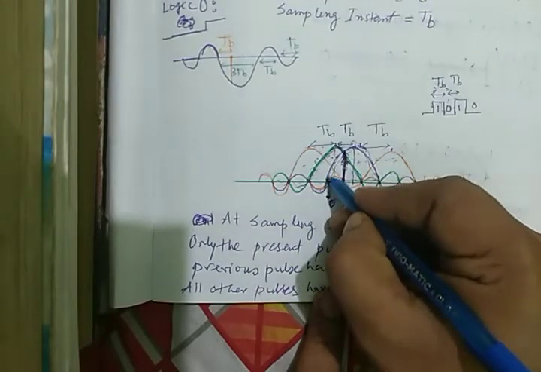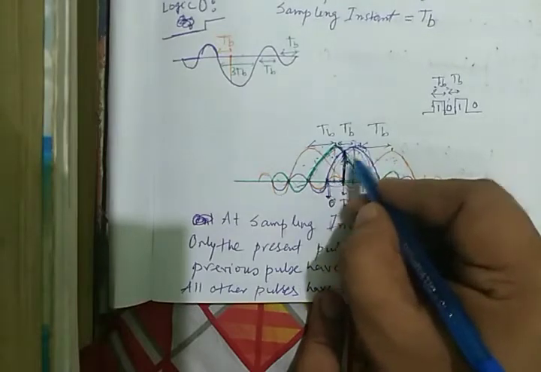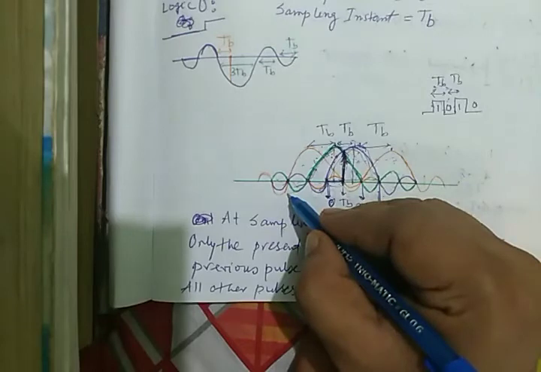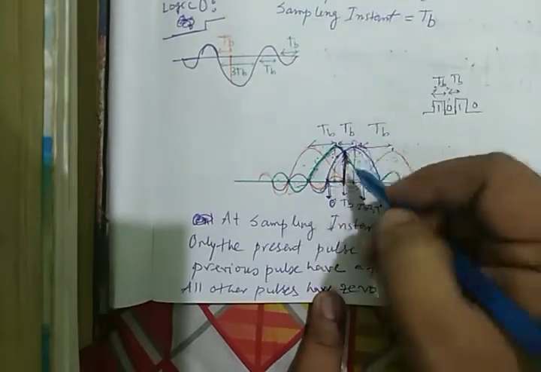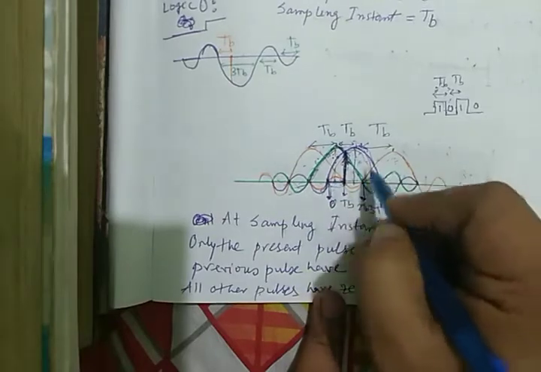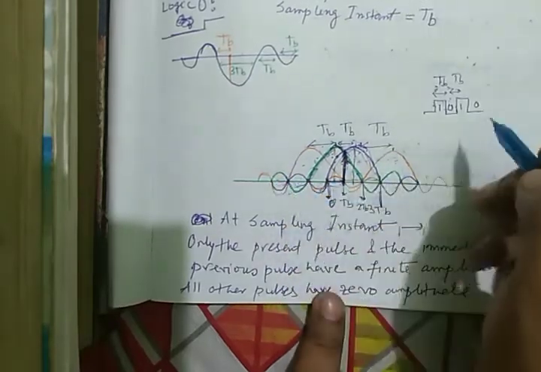One is the original blue pulse. Another is the immediate previous pulse of the present pulse, which is your green pulse. So here, if you take the amplitude, you will get the superimposition of these two amplitudes: the present pulse, which is your blue pulse, and the previous pulse, which is your green pulse.